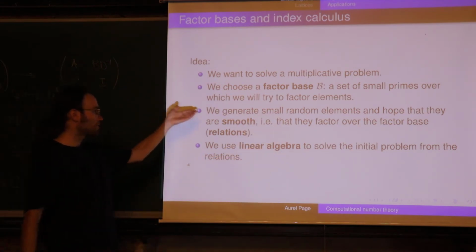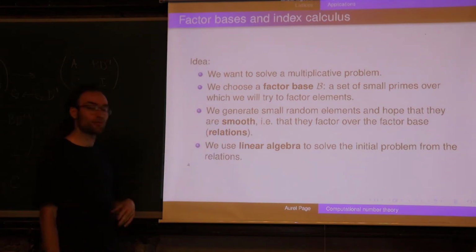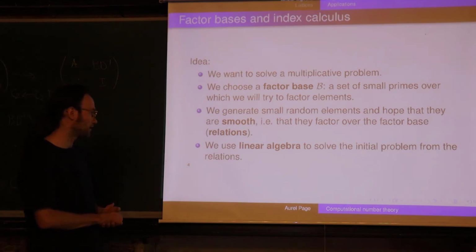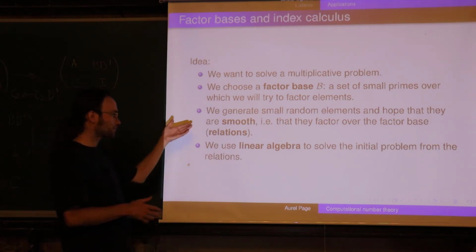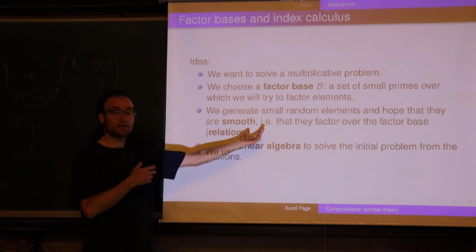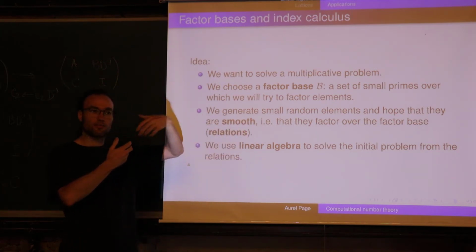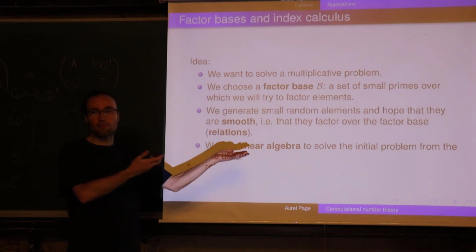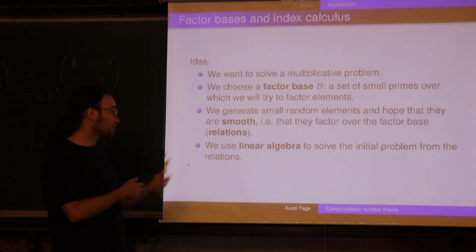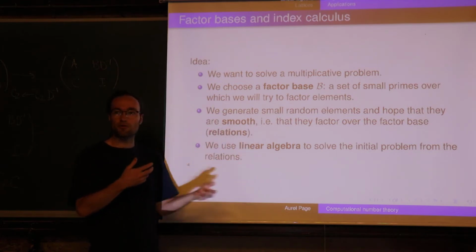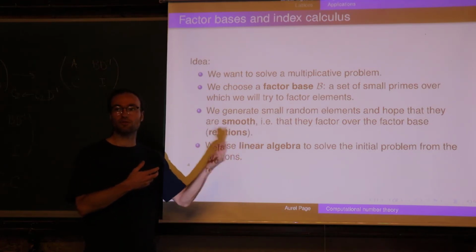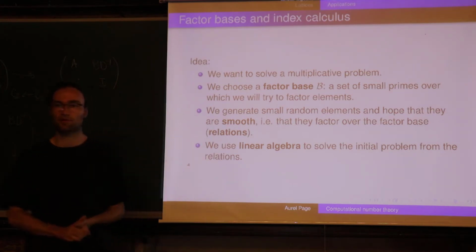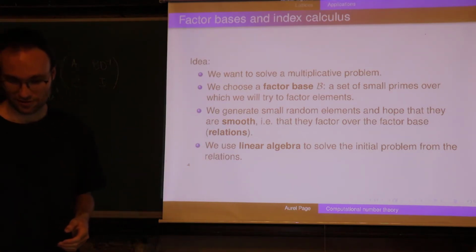And you call these elements, the ones that are actually smooth, relations. You'll see in the examples why we call them relations. And then in this factorization over the factor base, you will get a bunch of exponents in the factorization. This is also a type of logarithm method if you want. And then you can do some linear algebra on these exponents to solve the original problem. Okay, so let's do maybe the examples. It will be a bit more concrete.